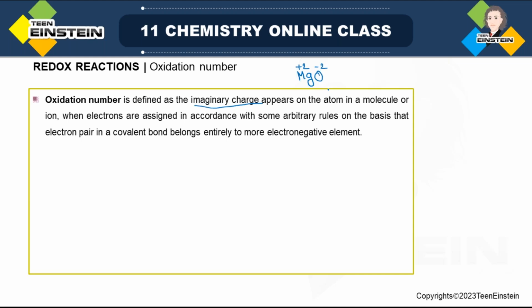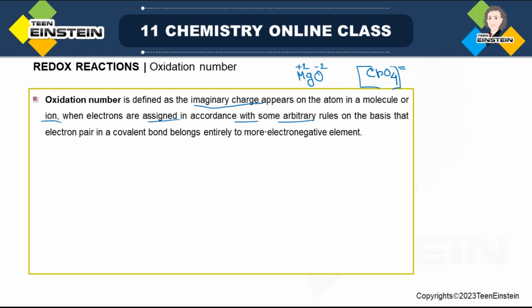Imaginary charge appears on the atom in a molecule, or not necessarily a molecule, it may be any ion also carrying some charge. Suppose I am writing any anion, CrO4 2-. Overall charge is 2-. So here also we can put oxidation number. Now, how is this imaginary charge appearing? When electrons are assigned in accordance with some arbitrary rules.